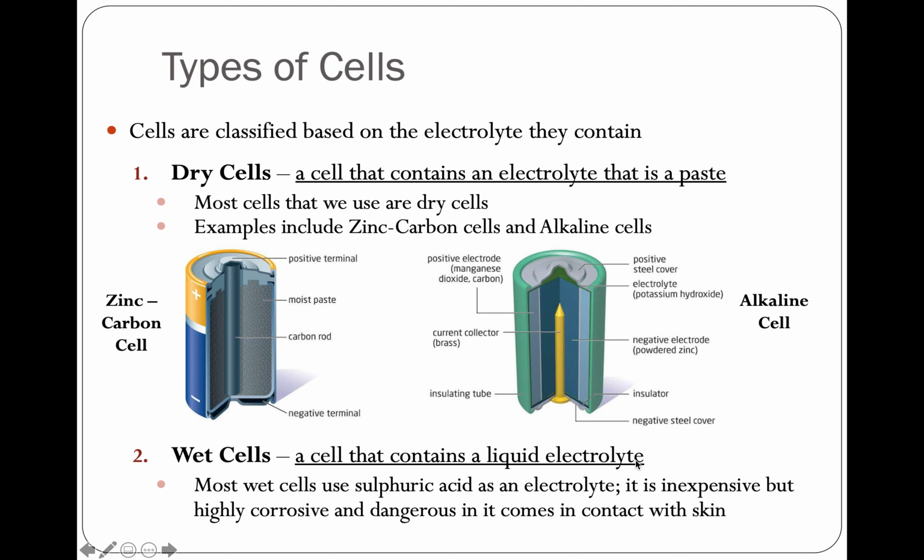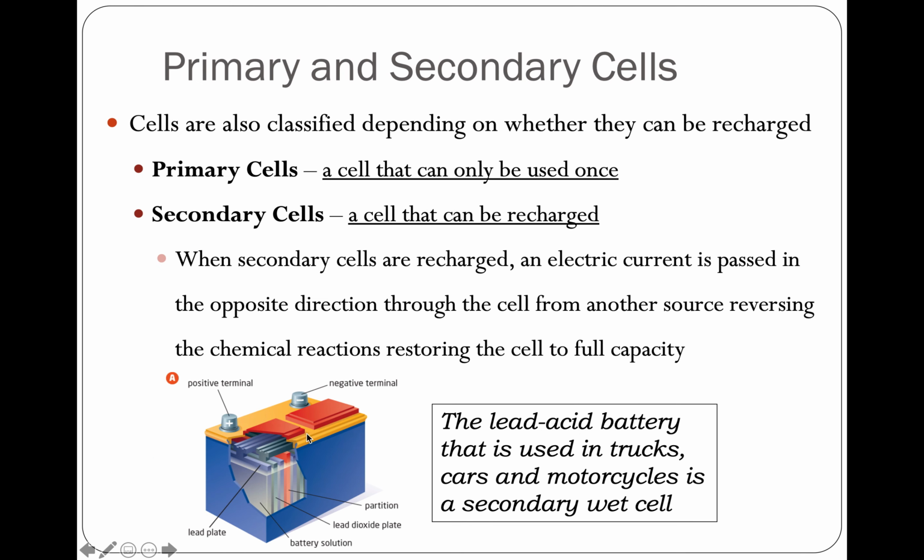Wet cells have liquid electrolytes, right? Most use sulfuric acid because it's inexpensive, highly corrosive, and dangerous when it comes in contact with skin. Car batteries are called lead acid batteries. Car batteries have sulfuric acid in them. Obviously, they're very stable and safe because you're driving around with them. But if a car battery leaks, that is very serious, right? If you get some AA battery electrolyte on your hand, it is slightly acidic and toxic, but just washing your hand should be enough. Dispose of the battery properly. Whereas the battery in your car, if that thing is leaking, do not touch it. You need special equipment, and you need to dispose of it in a special way.